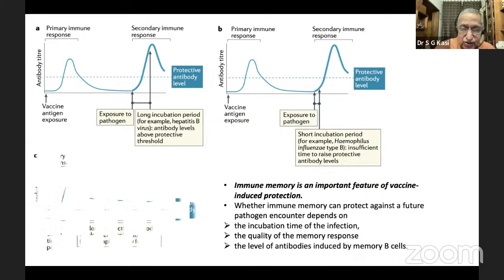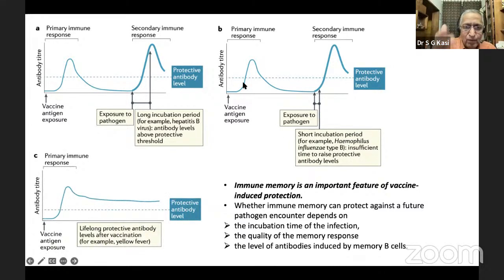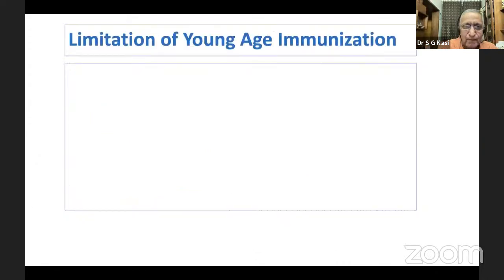A third situation is where a viral vaccine rises up, it falls, but never falls to a level where protection is not there. And a classical example is yellow fever, which requires only one dose in the entire lifetime, or even the chickenpox and say the rubella vaccine. They give almost lifelong protection.